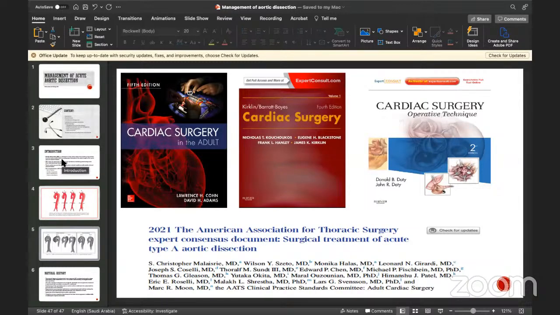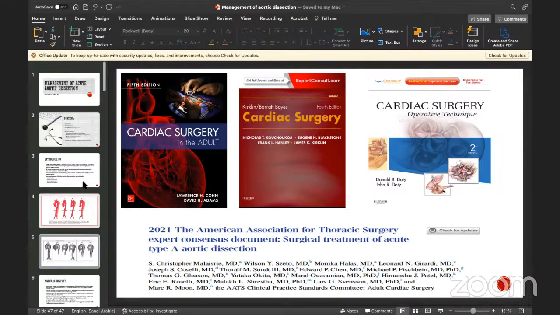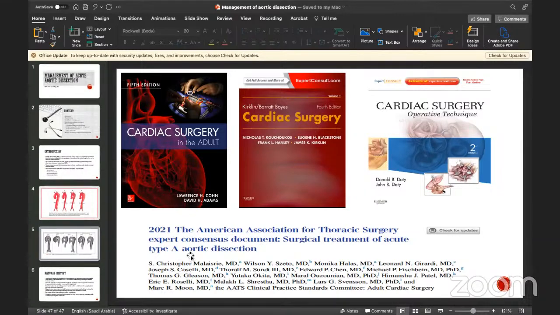If you have a patent false lumen post-repair, if you have a perfused false lumen with dense contrast in it, this will tell you that the dissected aorta, this arch and descending, will continue to grow long term. And when they continue to grow long term, it is at risk of complications.